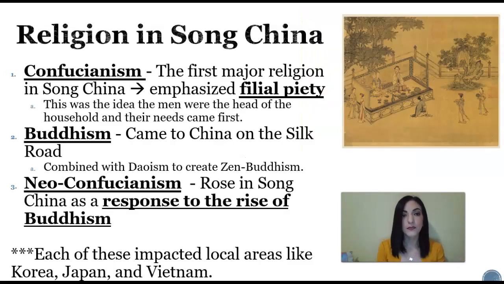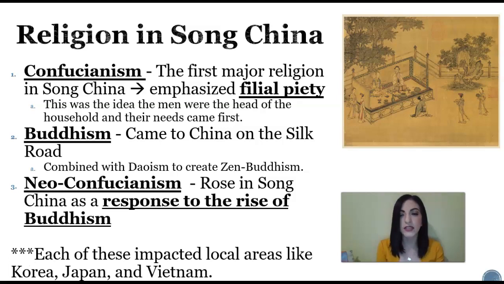Religion in Song China, there's 3 of them that we should be familiar with. There's probably more, but these are the ones that are probably going to be either questioned or asked if a question about China pops up. So you have Confucianism, which is the first major religion in Song China. It emphasized filial piety. Filial comes from filius, which is son in Latin. And so basically loyalty or obedience of the children.